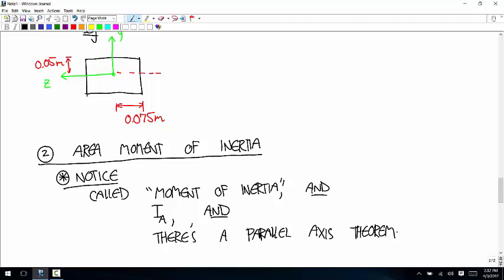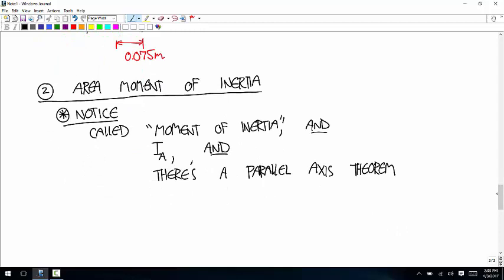You only have one in this class and one in dynamics, but they're different. They have different definitions. I'll give the definition in a second. In dynamics. Okay, this is the only one in this class.